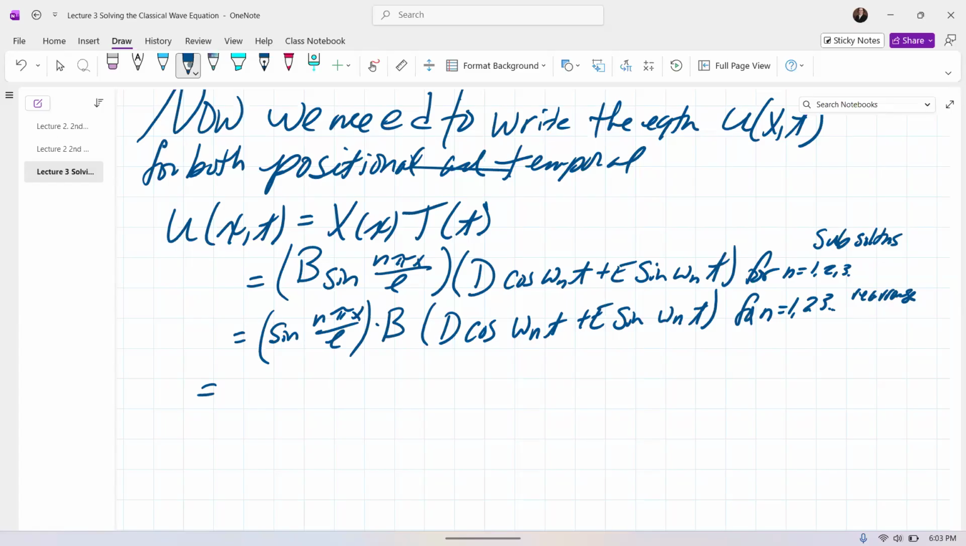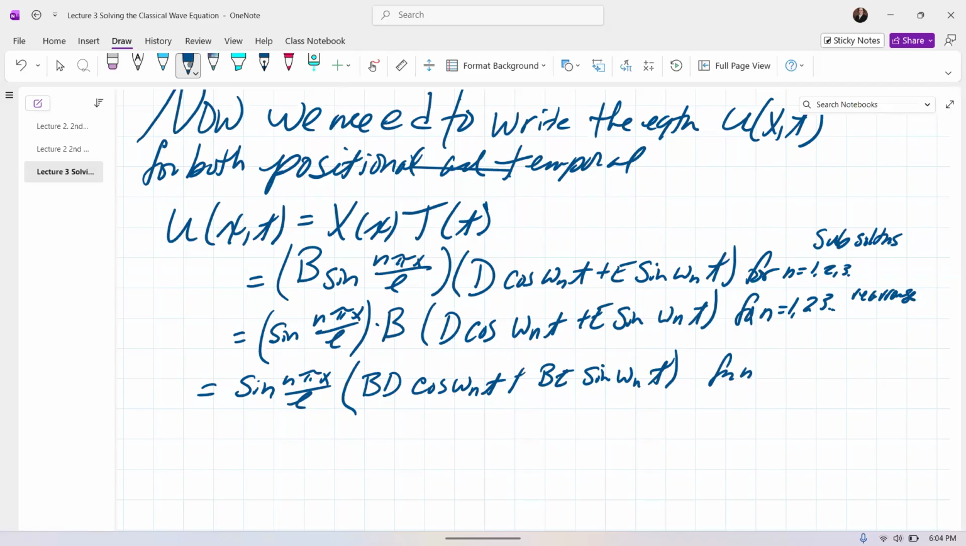All right, now I'm going to distribute sine n pi x over L. Now the B is going to distribute over the parentheses: B D cosine omega sub n t plus B E sine omega sub n t, for n. I'm not going to keep writing this every time, it's the same thing. And this is distribute.